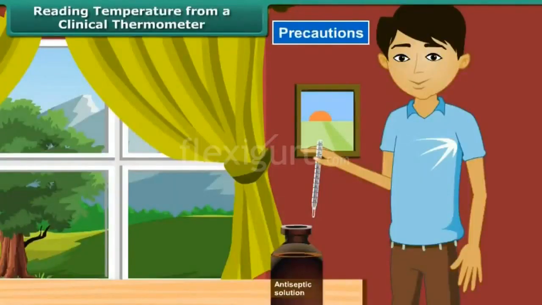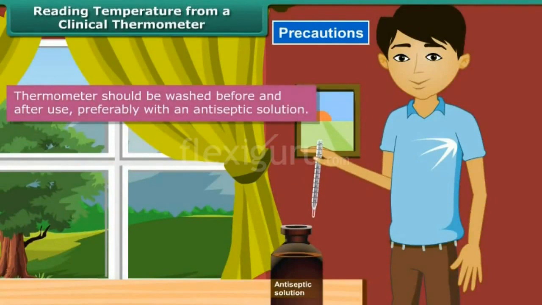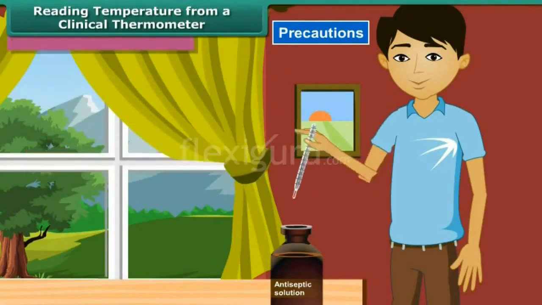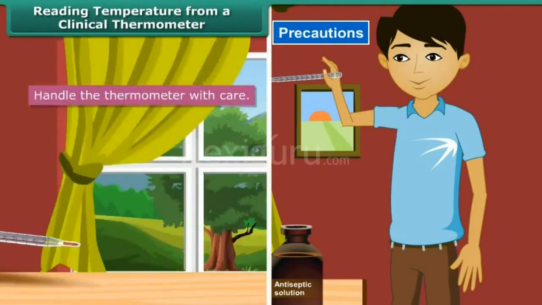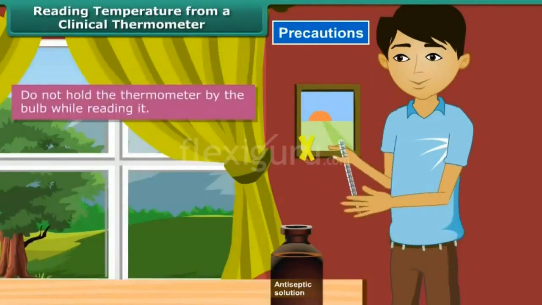Precautions to be observed while reading a clinical thermometer are as follows. The thermometer should be washed before and after use, preferably with an antiseptic solution. Ensure the mercury level is below 95 degree Fahrenheit. Read the thermometer keeping the level of mercury along the line of sight. Handle the thermometer with care. If it hits against some hard object, it can break. Do not hold the thermometer by the bulb while reading it.